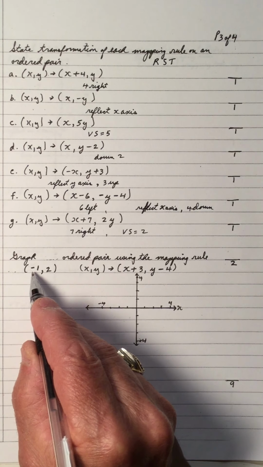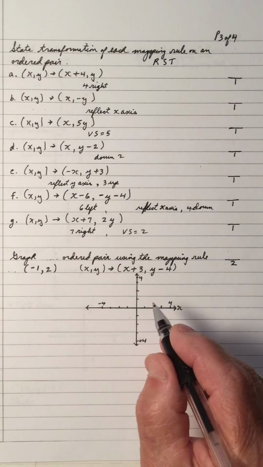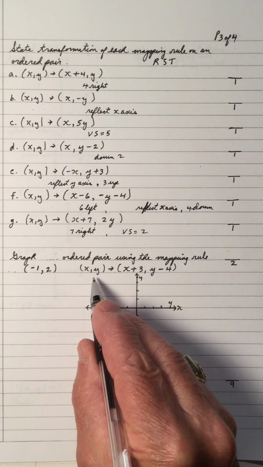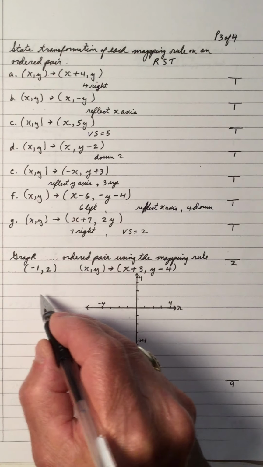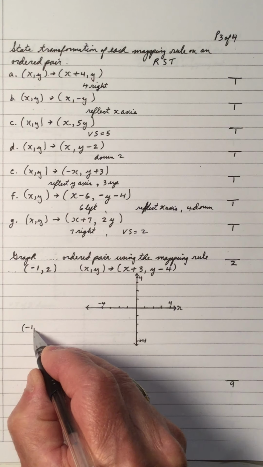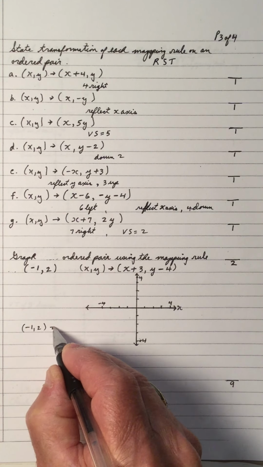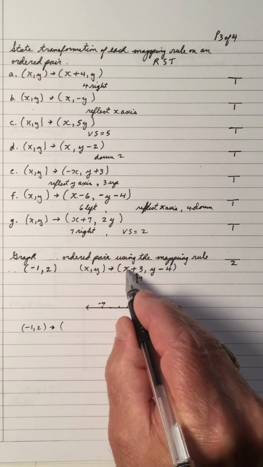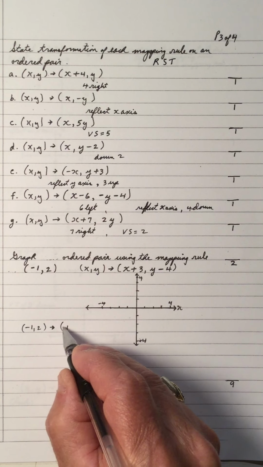Graph the ordered pair using the mapping rule. The ordered pair is (negative 1, 2). We want to graph it using this ordered pair. So x is negative 1, so negative 1 plus 3.